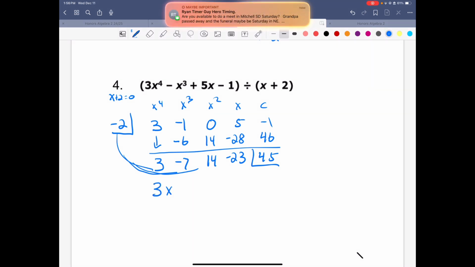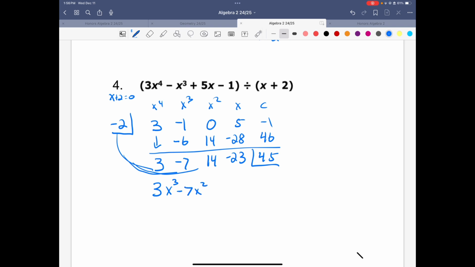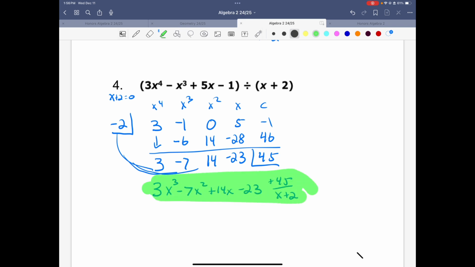So 3x to the 3rd minus 7x squared plus 14x minus 23 with a remainder of 45 over x plus 2. And there is your solution using synthetic division.